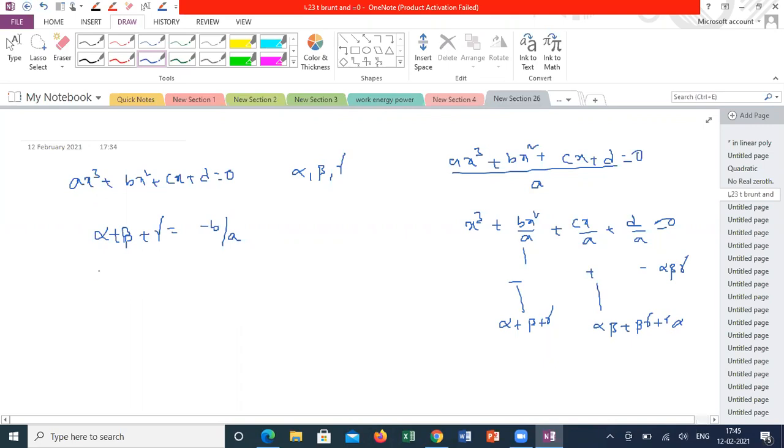So from here I can write very easily. What is the sum of the product of two zeros at a time, alpha beta plus beta gamma plus gamma alpha? c by a. The product of the zeros is d by a. This is one of the easiest ways we can represent it.